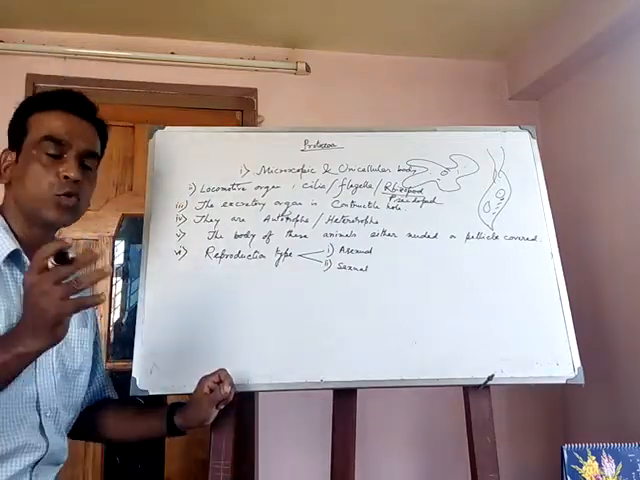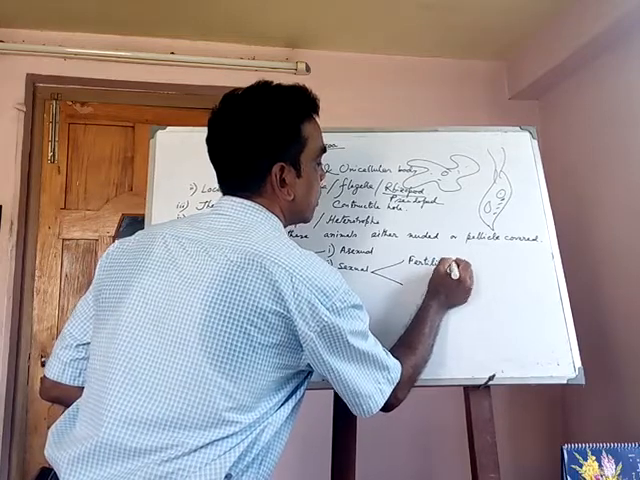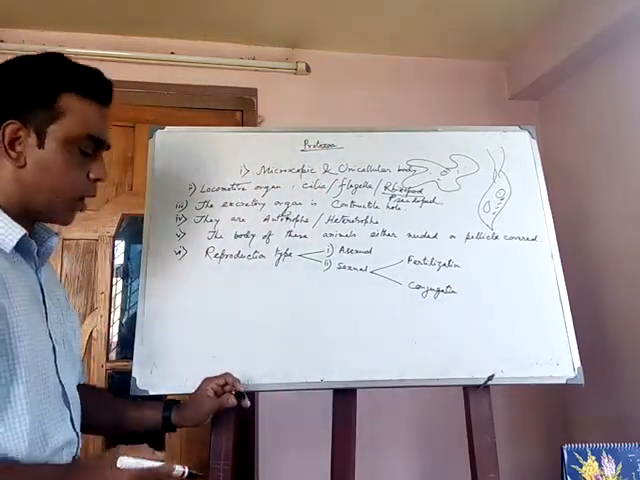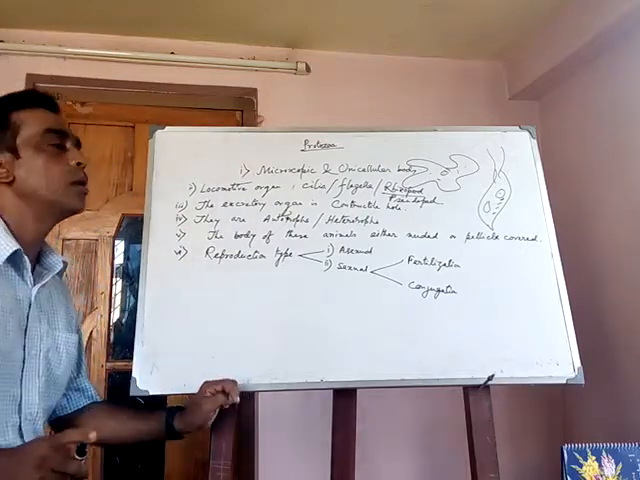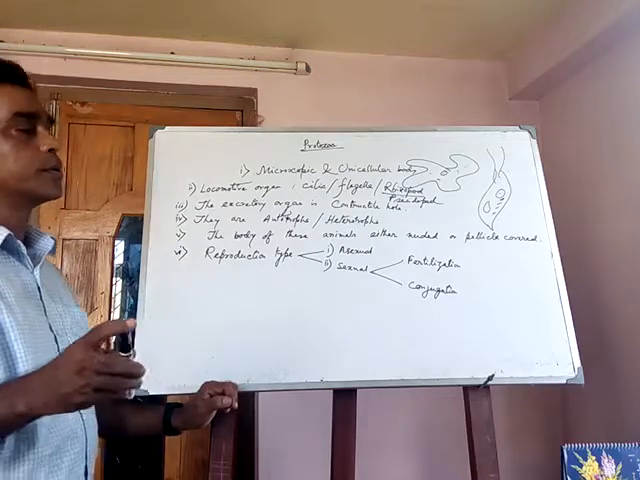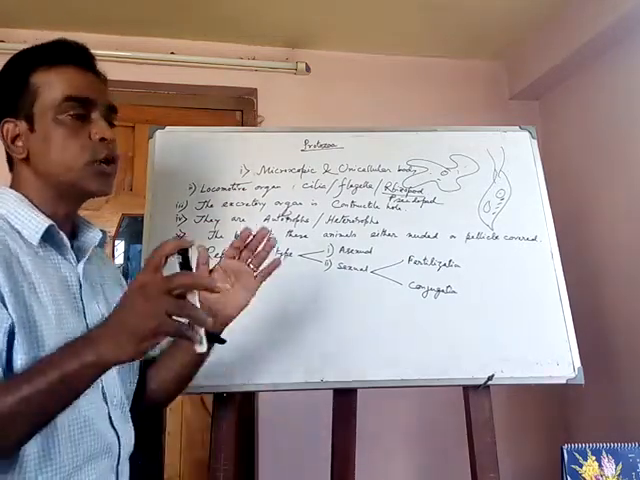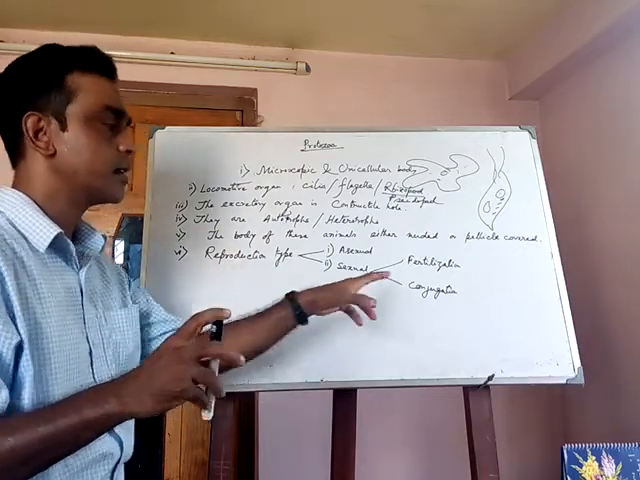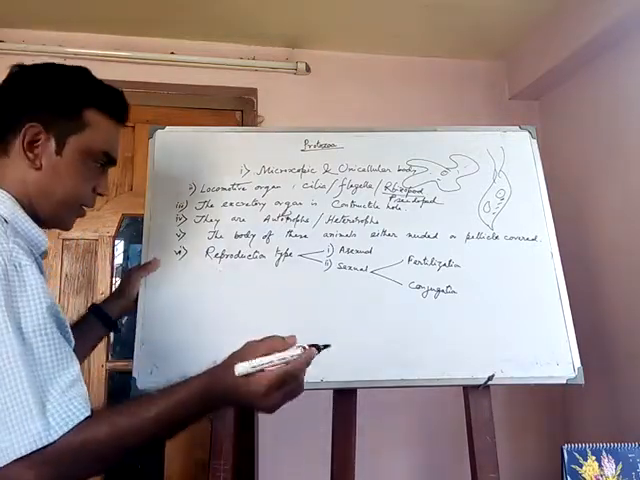Now, sexual reproduction is divided into two types, that is fertilization and conjugation. In fertilization, the smaller male gamete meets with the larger female gamete. Conjugation is possible when a conjugation tube is formed between the two mating animals. It is seen in examples like Paramecium species. Now the examples of Protozoa.